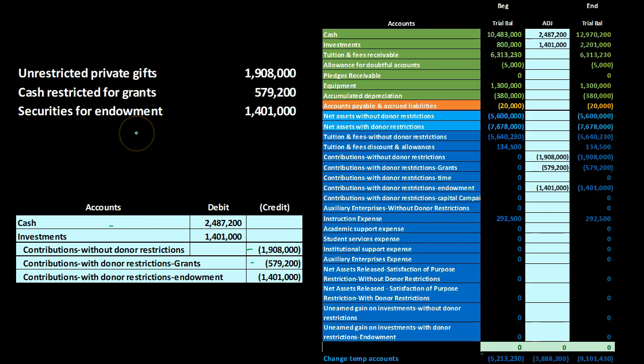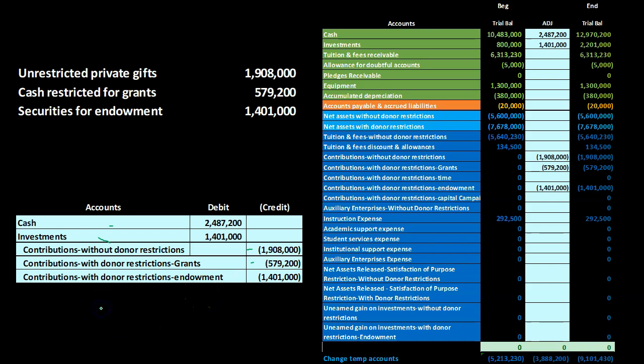Then we have the securities for endowments. Securities for endowments, we're going to say that those securities are going to the institution. We're going to be increasing the investments. The credit's going to the contributions with donor restrictions again. So it's a revenue type of account, this time being the restriction of the endowment.